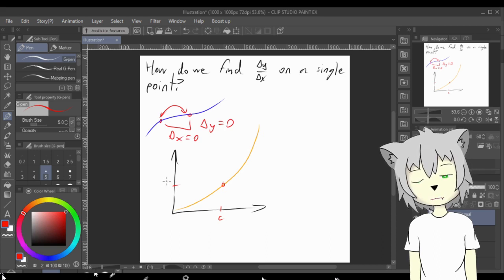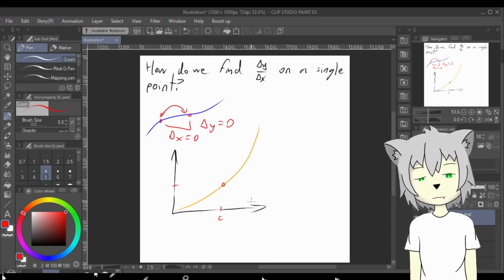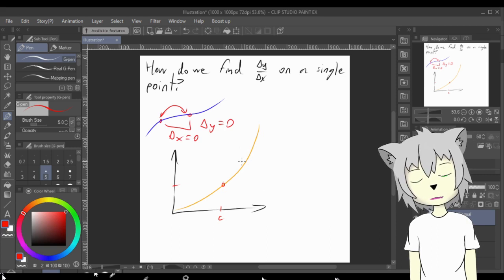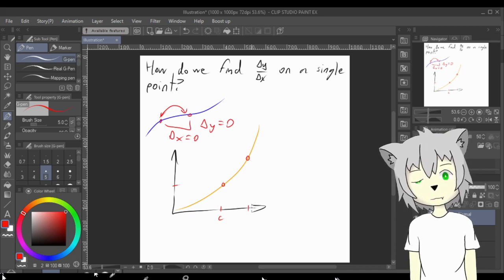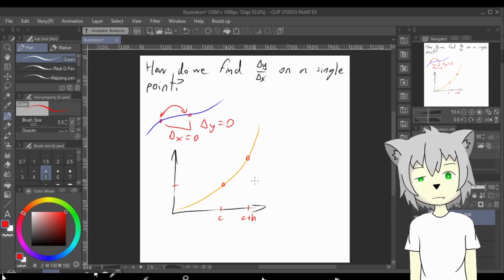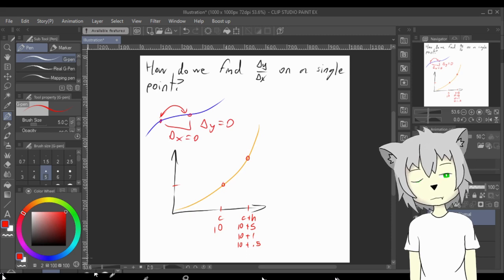And this can also be any number, but it doesn't really matter. So I'm going to apply 2 points here, right? And we're going to say that this is like c plus h. H can be some arbitrary number, any number. It could be, c could be 10, this could be 10 plus 5, 10 plus 1, 10 plus 0.5.